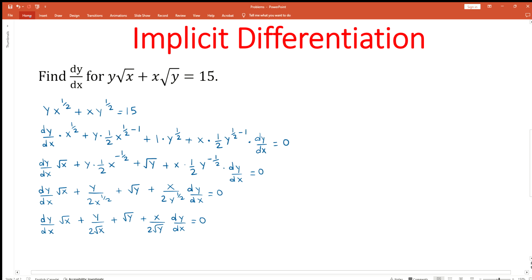We have to find the value of dy over dx. So we have to isolate dy over dx in this equation. We can simplify this equation by getting rid of the denominators 2 square root x and 2 square root y in this equation. We can do that by multiplying each term in this equation by the lowest common denominator, and that is 2 square root x square root y. This is the common denominator. So we should multiply each term in this equation by 2 square root x square root y.